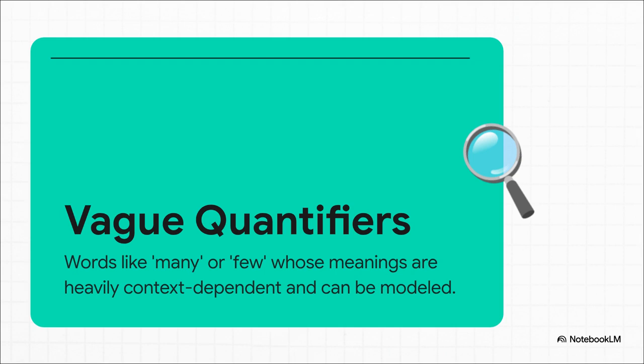What about the really tricky, vague ones, like many or a few? Does the whole theory fall apart? Not at all. And that's one of its biggest strengths. It can model these words too, by acknowledging that their meaning isn't some fixed number. Instead, it's super dependent on context, and the theory gives us a framework to analyze that context too.